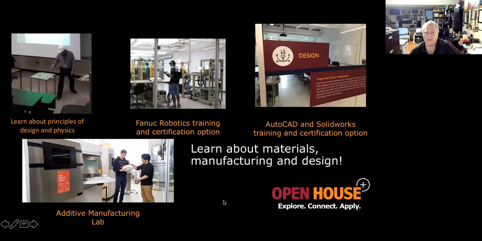So we learn about principles of design and physics. These are some of the things we cover on the mechanical side. But we get into quite a bit of detail on that, especially with the robots, the robotic program, the FANUC system. There's even a certification option, and we're always looking at trying to obtain more and more certification for the students. So when they graduate, they actually have a lot more than the diploma that sits there. Our AutoCAD and SolidWorks training also has certification options.